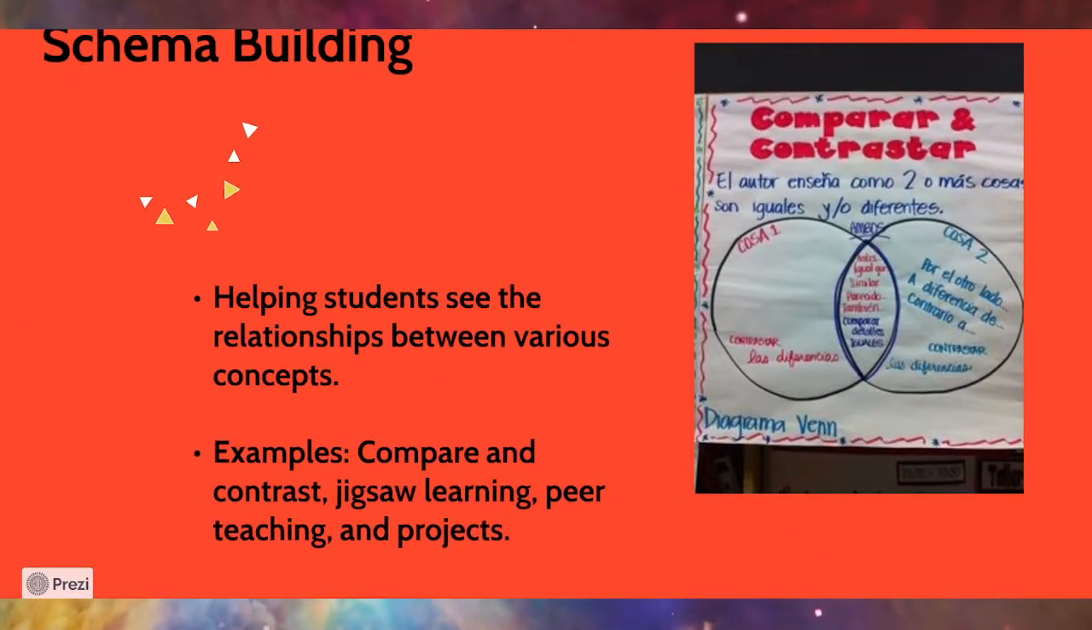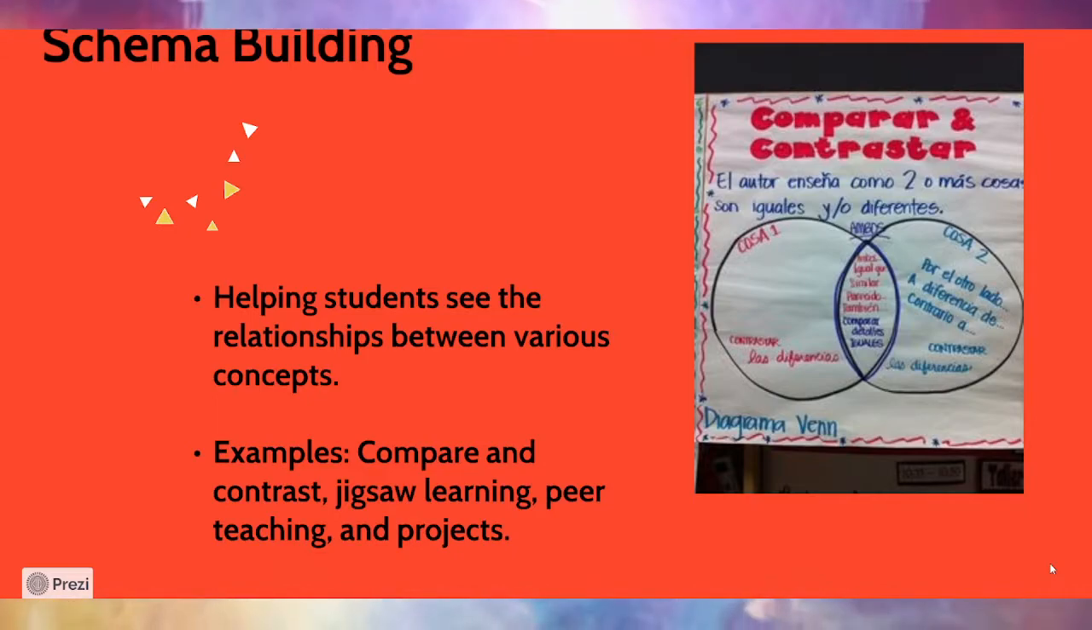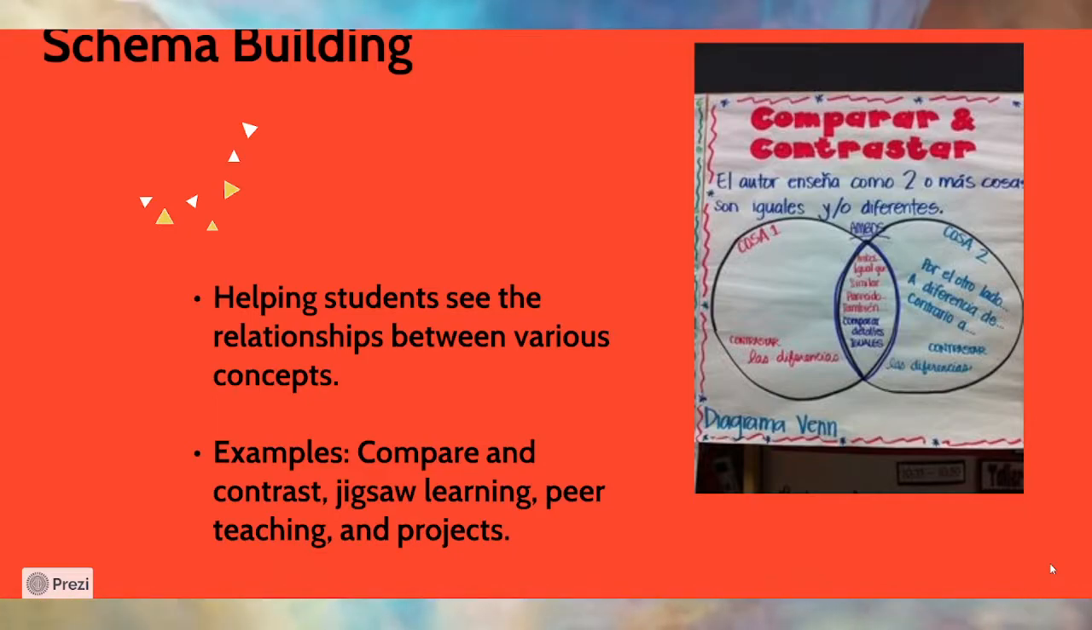For schema building, it can be comparable, where students can see the relationships between two things. A Venn diagram, for example, is a great way to show the comparing and contrasting sides of any concept, really.